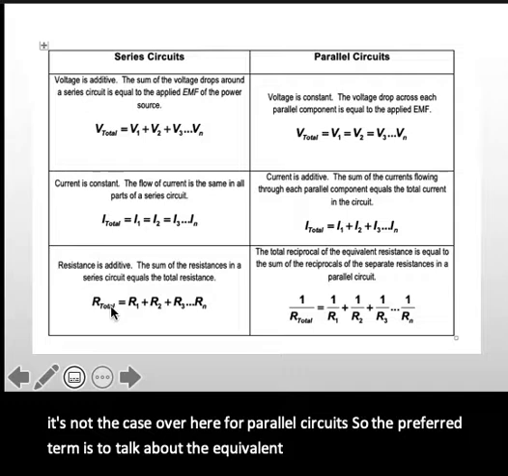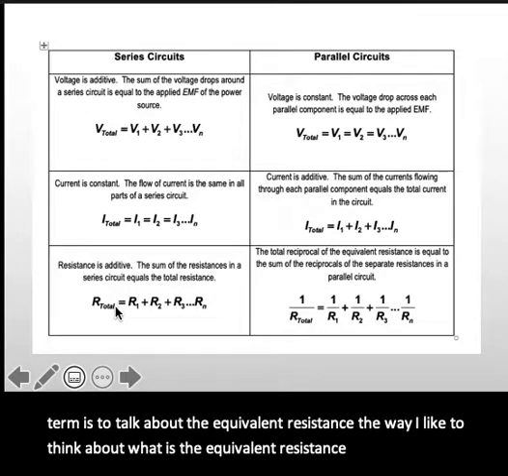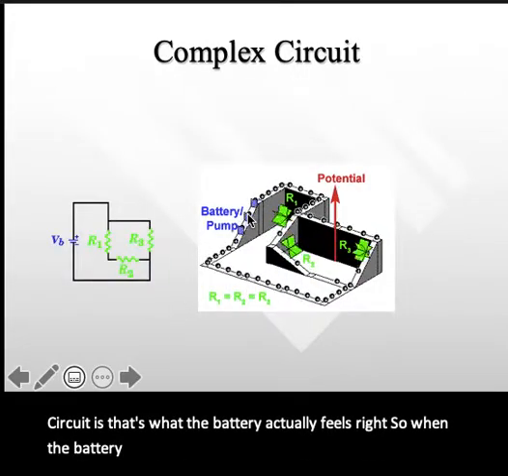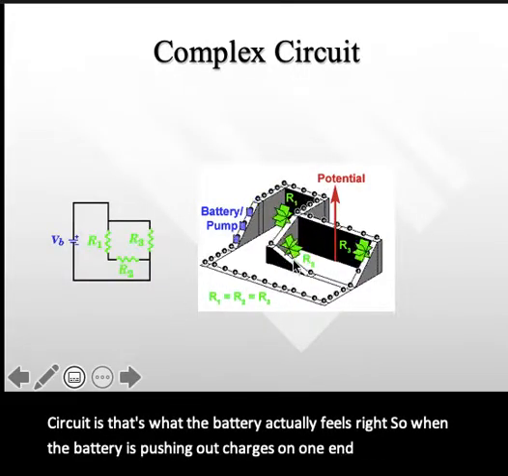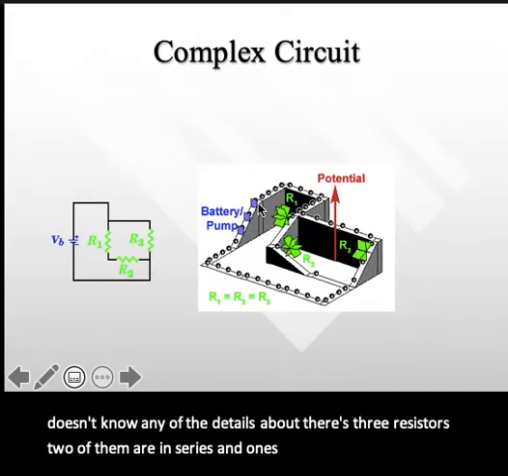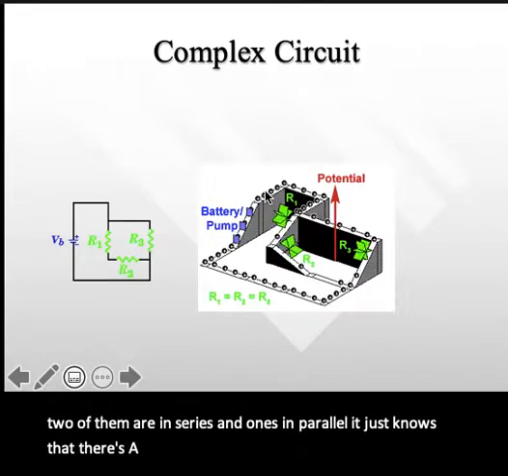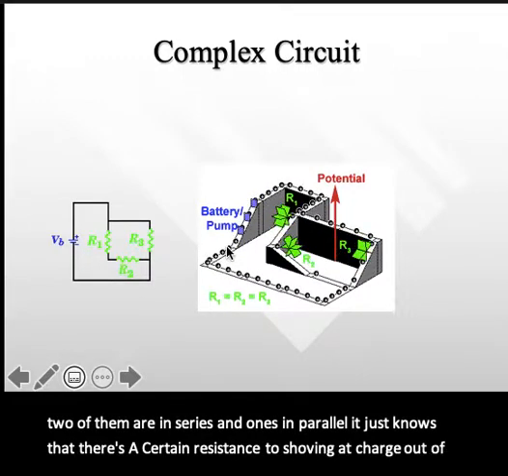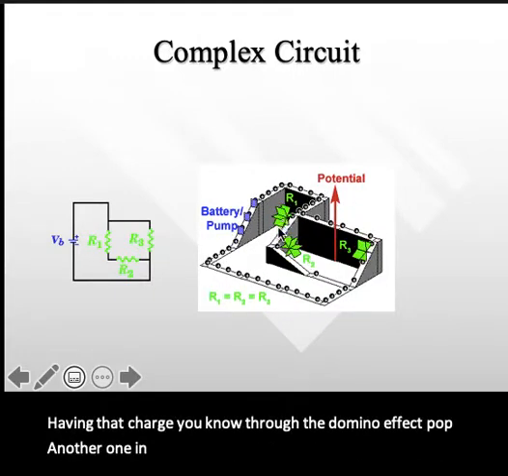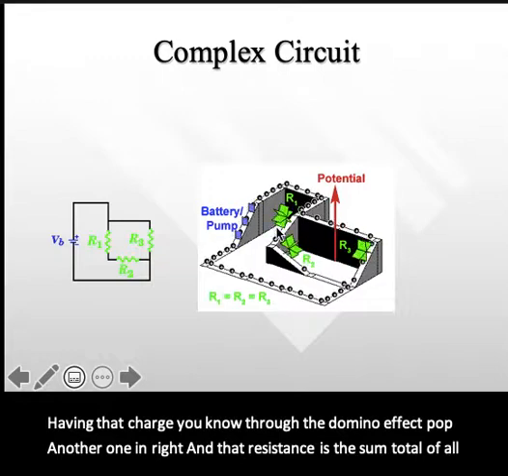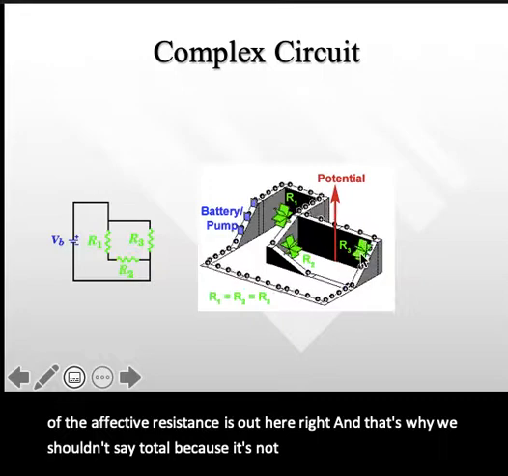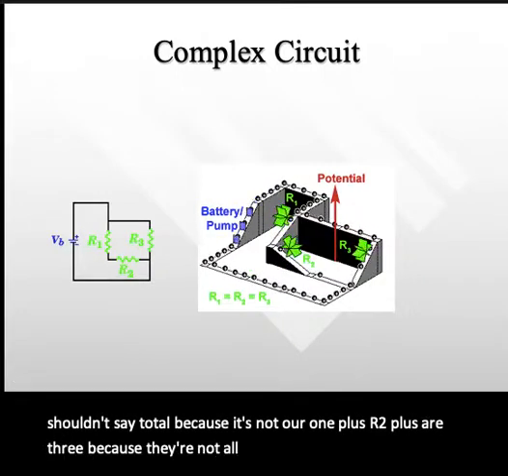The way I like to think about what is the equivalent resistance of the circuit is that's what the battery actually feels, right? So when the battery is pushing out charges on one end, the battery doesn't know any of the details about like, oh, there's 3 resistors, 2 of them are in series and 1's in parallel. It just knows that there's a certain resistance to shoving that charge out of there and then having that charge, through the domino effect, pop another one in, right? And that resistance is the sum total of all of the effective resistances out here, right? And that's why we shouldn't say total, because it's not R1 plus R2 plus R3, because they're not all in series.